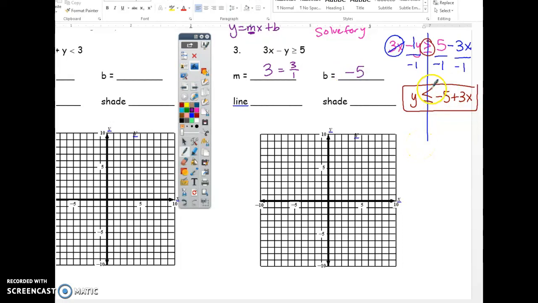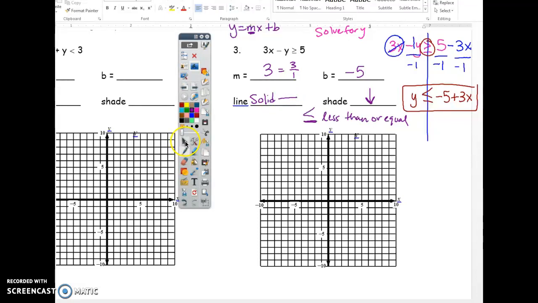Now let's talk about this inequality symbol. That's called less than or equal to. Less than or equal. So that means we're going to be shading down because it's less than. And the line, because of this line underneath, is going to be solid. Okay?